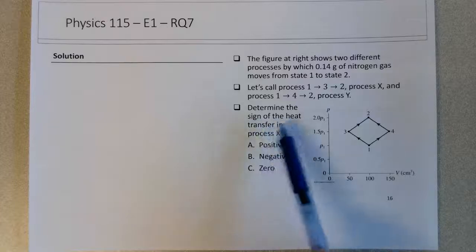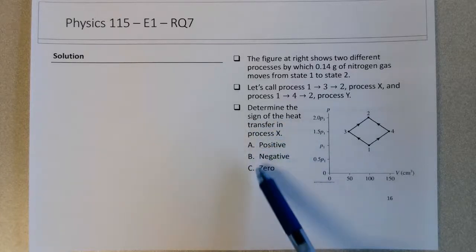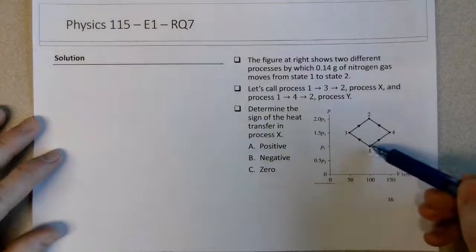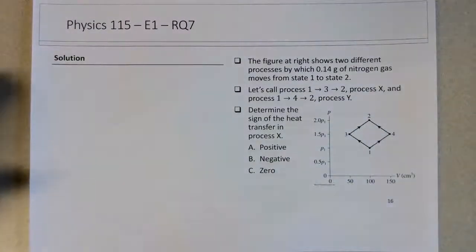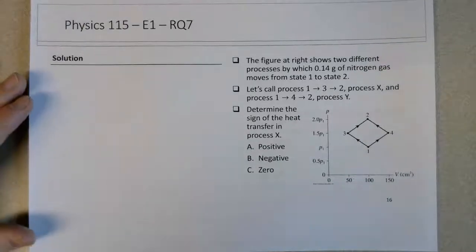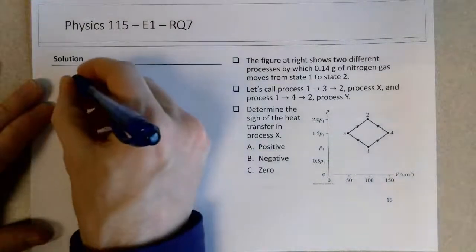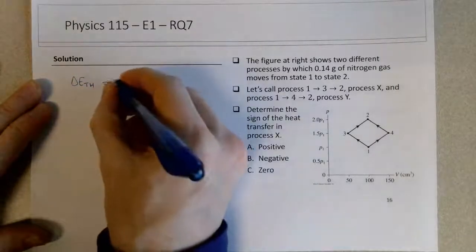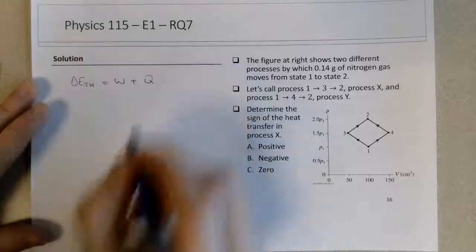The question asks us to determine the sign of the heat transfer in process X. Okay, so process X, 1 to 3 to 2. The heat transfer is going to be related to the change in the thermal energy and the work done through the first law of thermodynamics. The change in the thermal energy is equal to work plus Q.